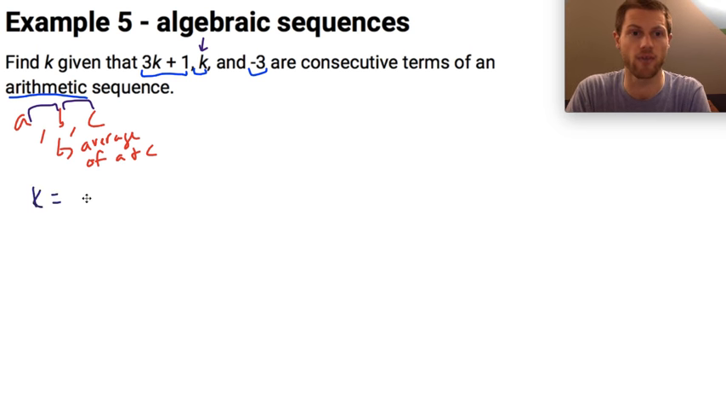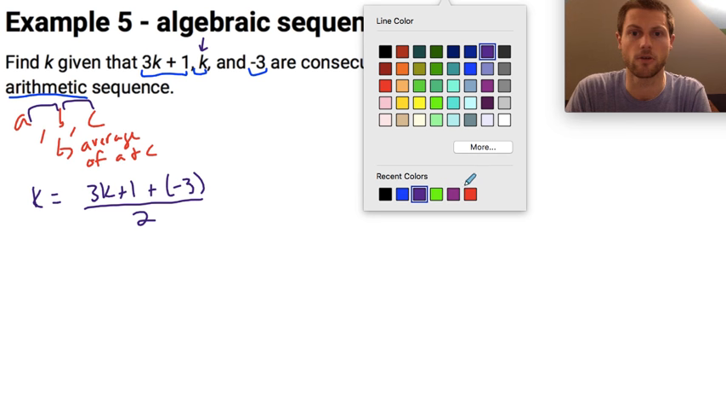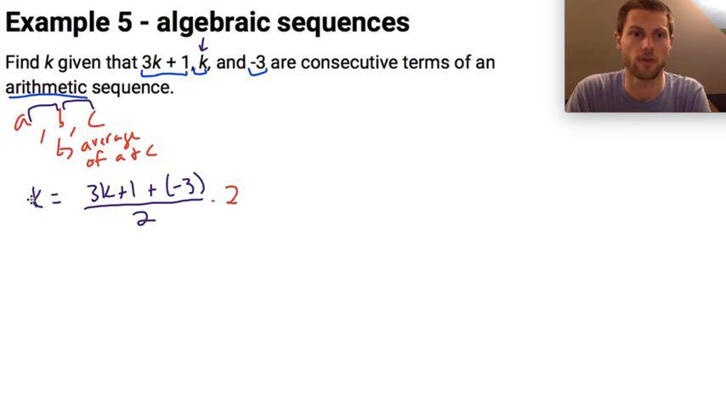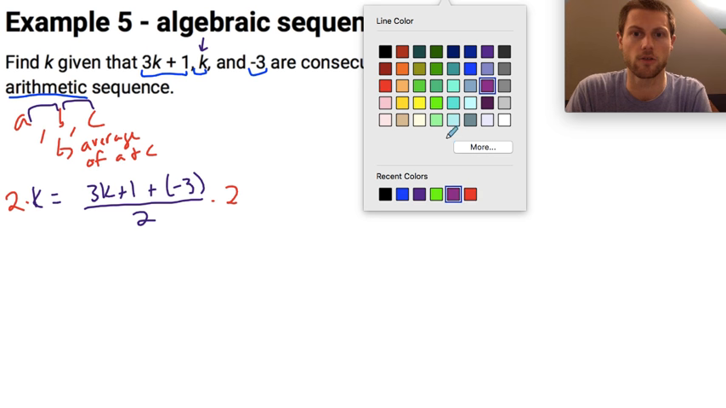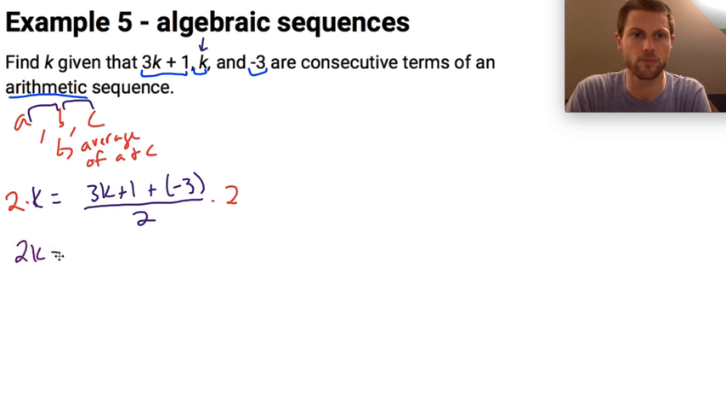k is going to equal the average of 3k plus 1 and that other term on the other side of it, negative 3, and we're going to divide that by 2 since it's the average. Remember, I just set this equal to k because k is the middle term here. Then if I multiply both sides by 2 to solve for k, I get 2k equals 3k minus 2. So I can rearrange this equation a little bit, so I get negative k equals negative 2, and therefore k must equal 2. So that's method 1. I can find that k value.